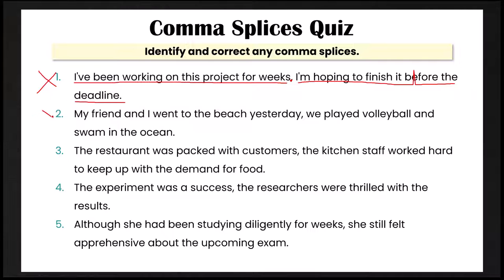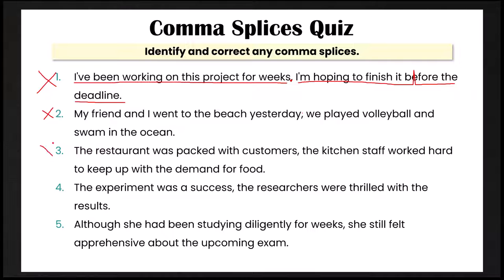Number two is also a comma splice. So we have two independent clauses. My friend and I went to the beach yesterday. And now we have another subject and another predicate. We played volleyball and swam in the ocean. So here, let's fix it by just turning the comma into a semicolon. And that's all we have to do. And now it's correct. Because remember, a semicolon is strong enough to combine two independent clauses.